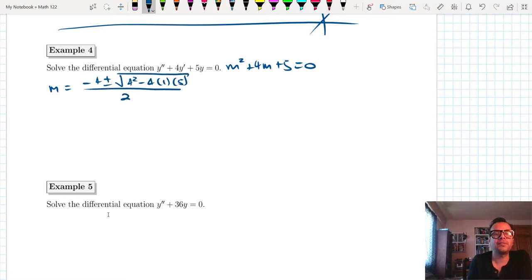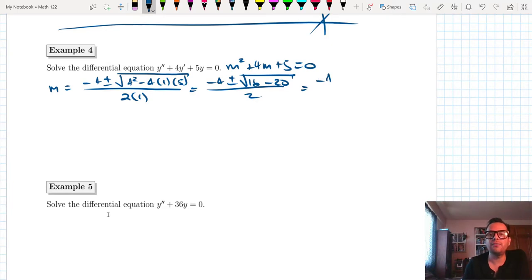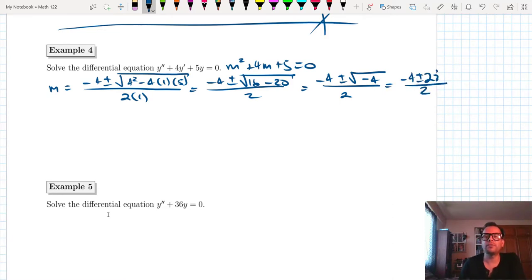Divided by 2 times 1. So negative 4 plus or minus the square root of 16 minus 20, divided by 2, which is the same as saying negative 4 plus or minus the square root of negative 4. But what is the square root of negative 4? Remember imaginary numbers? Okay, so this will be negative 4 plus or minus 2i over 2.